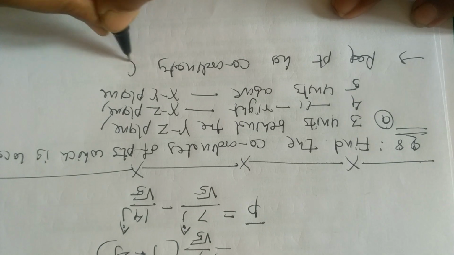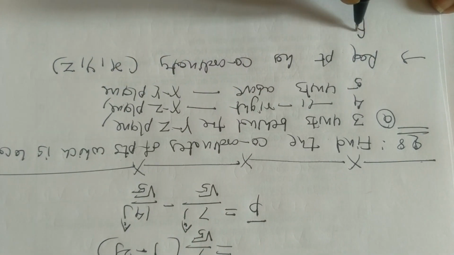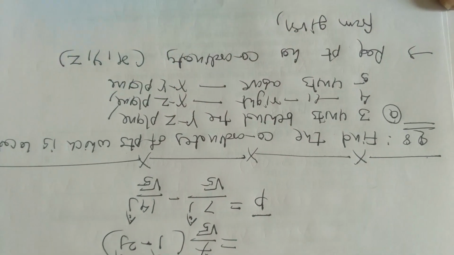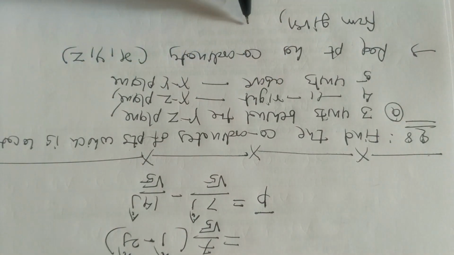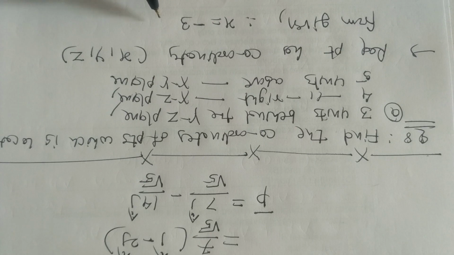Required point has coordinates, suppose x, y, z. Now from the given first condition, the point is behind the yz plane. Behind the yz plane, behind means in the corresponding opposite side of the x axis, so we take the value of x as minus 3.